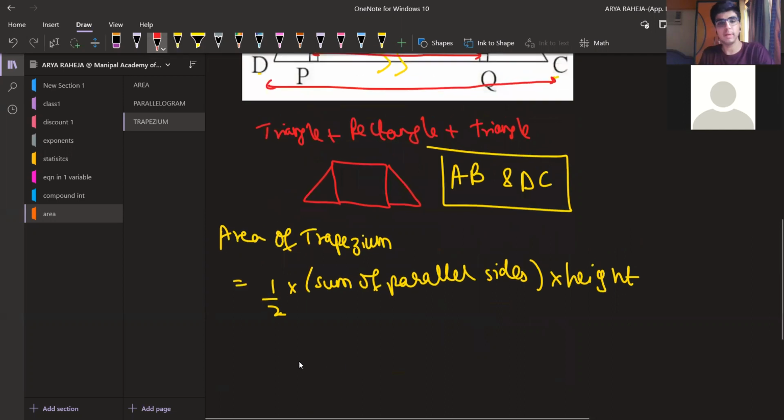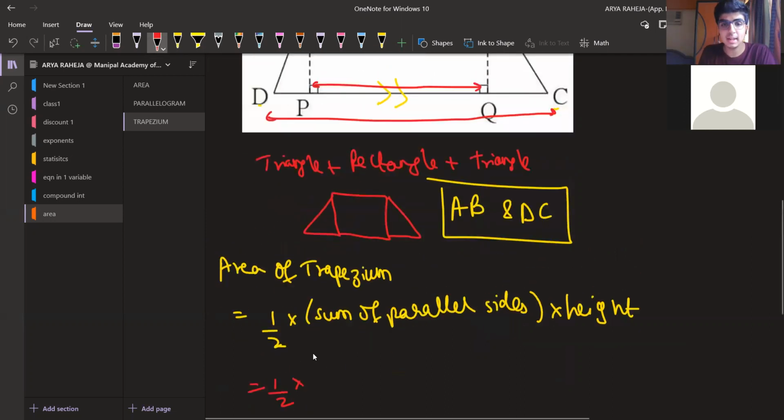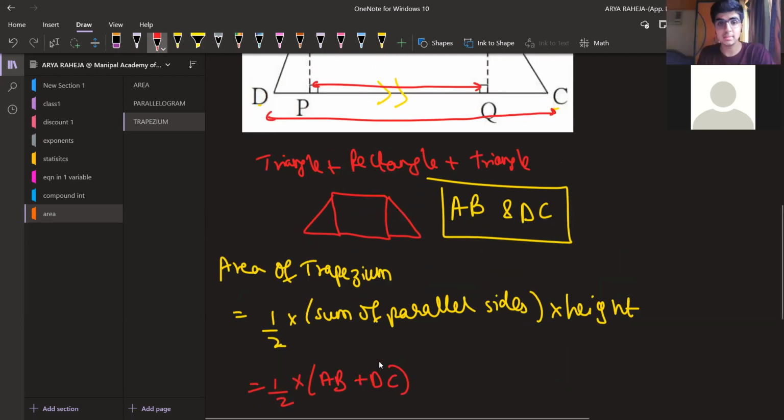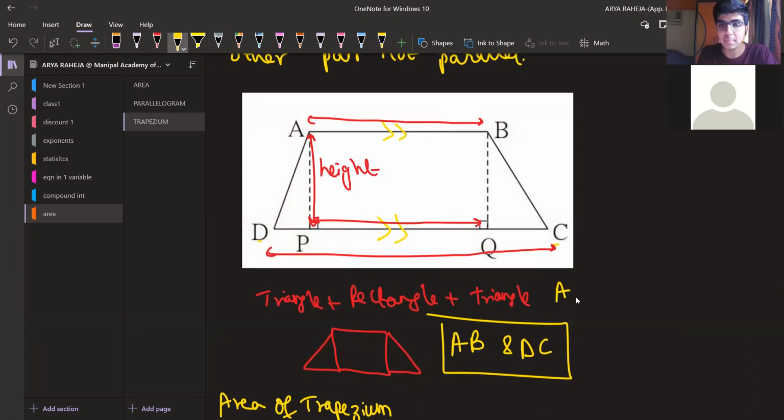So this will become half into the sum of AB's length plus DC's length, that is, the parallel sides, you add the lengths, into the height. This is the height, right? From top to bottom, height means length. In this case, you can call it either AP or BQ, so the height is AP or it is BQ, whichever you want to write.